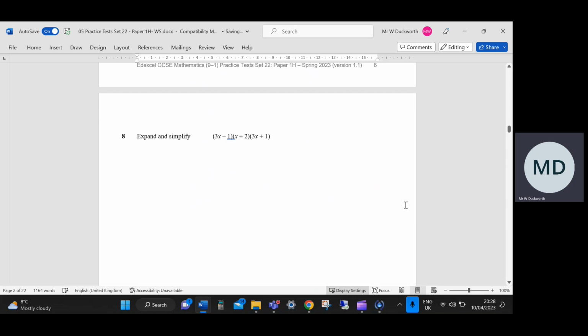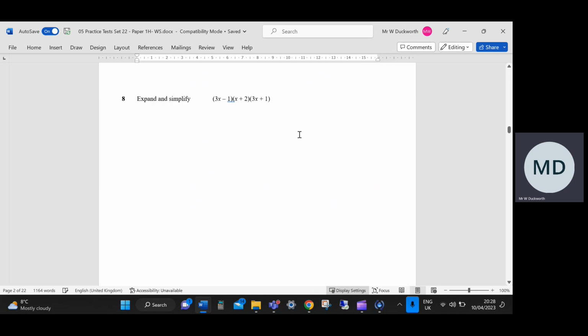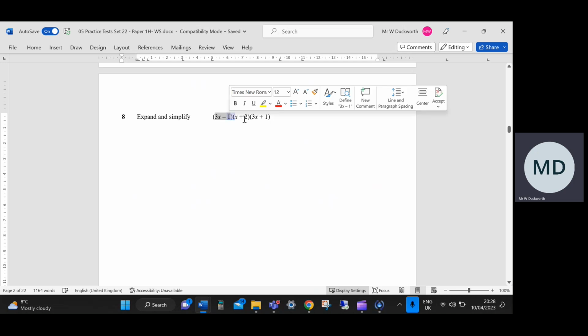So question 8 says expand, and we've got a triple bracket to expand. Interesting part there, you can expand this in any order that it appears. Before I waffle too much, it's 3 marks. Normally an expanding is worth a bit more than that. The reason this may be worth less is because what we've actually got is a difference of 2 squares between this bracket and this bracket.